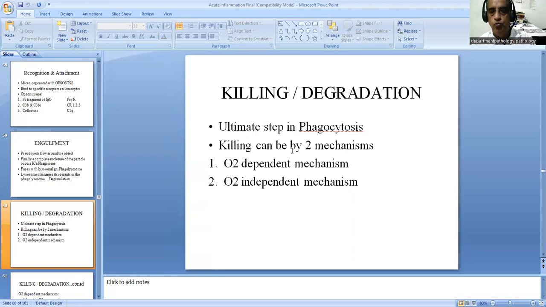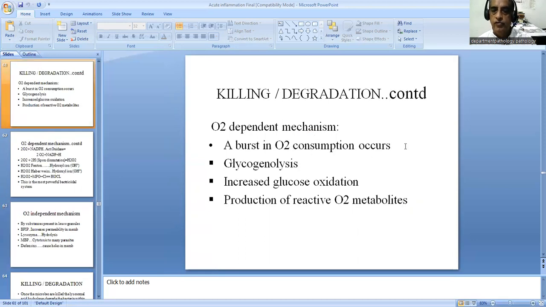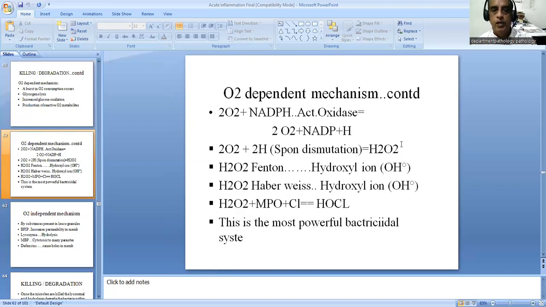This can be through two mechanisms. One is the oxygen dependent mechanism, and the second is the oxygen independent mechanism. In the oxygen dependent mechanism, there is a burst in the oxygen consumption, which results in glycogenolysis, and there is increased glucose oxidation. So this leads to the production of reactive oxygen metabolites. Now these oxygen metabolites, along with our activated oxidase, act with NADPH to produce the toxic oxygen radicals and hydrogen molecules. These oxygen radicals undergo spontaneous dismutation to produce hydrogen peroxide, or H2O2.